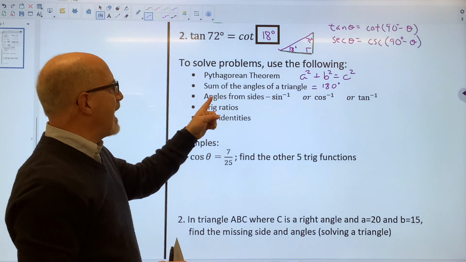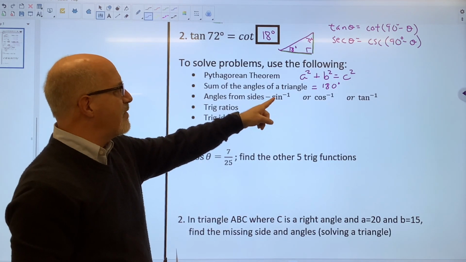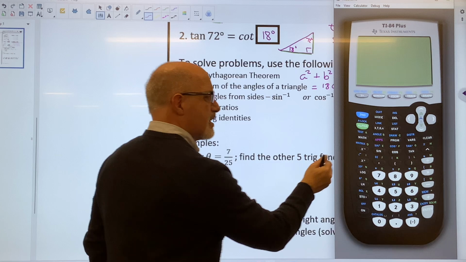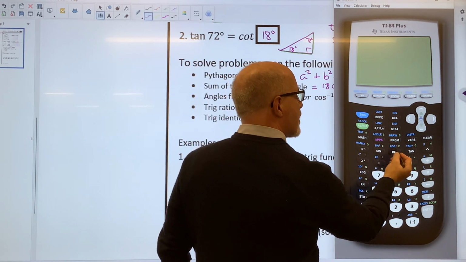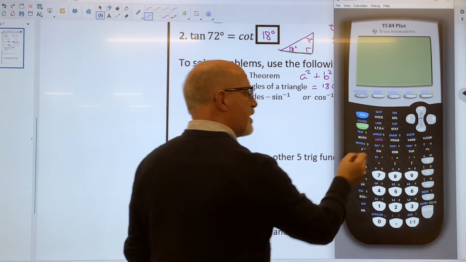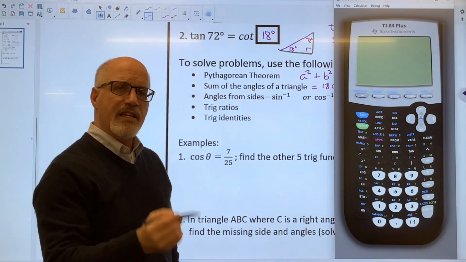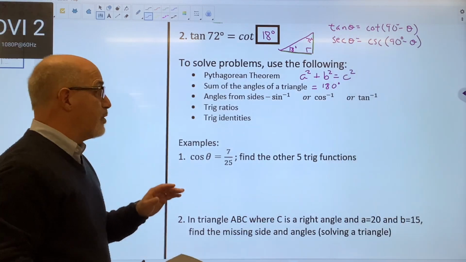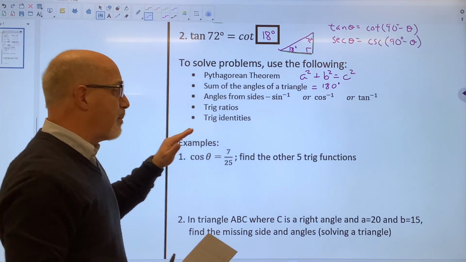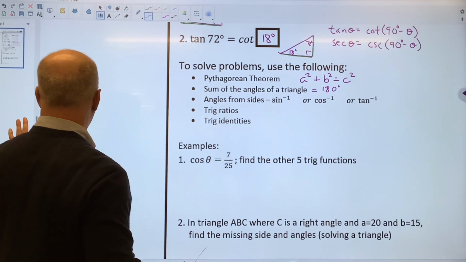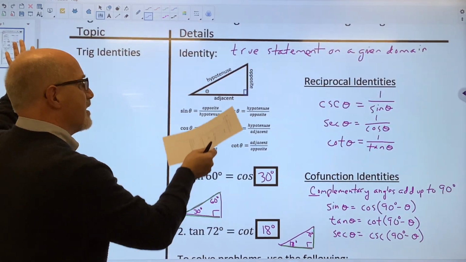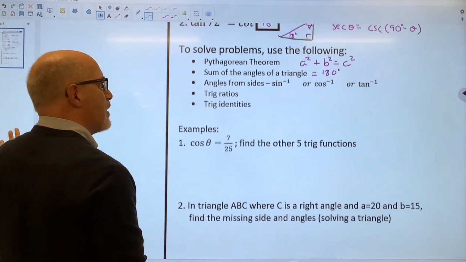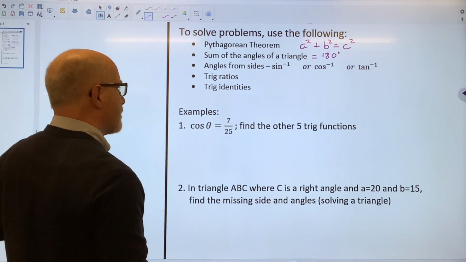And then if you want to get angles from sides, you use the inverse sine, inverse cosine on your calculator. If you notice that those are right above the sine, cosine, and tangent, we're going to use those inverse buttons to find the angle measures. We'll use our trig ratios that we used up above and also the trig identities. So if you look up here, these are the trig ratios and here are the identities we can use. Let's go ahead and use those to solve some problems.